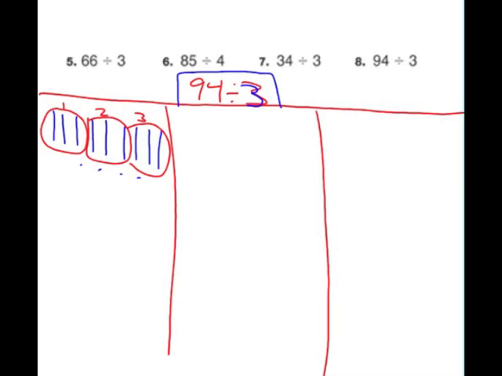Then I can take my 4 ones, and I've got 1, 2, 3 groups of 1. Okay? So I'm going to combine this group of 10s right here with this one, and I get 31 in each group, and there is a remainder of 1. 1 left over. So 94 divided by 3 is equal to 31 remainder 1. Okay? Now that's sticks and dots.